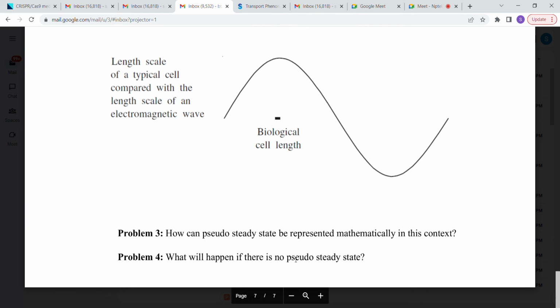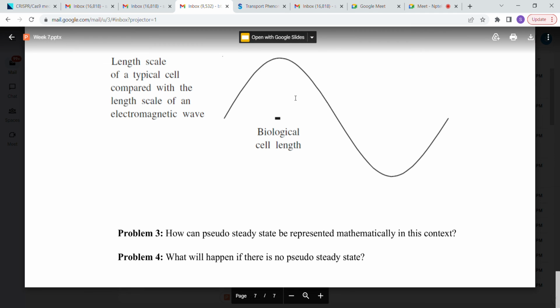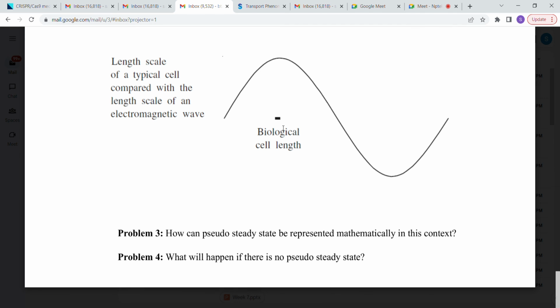So what will happen if there is no pseudo steady state? Let us say that there is a change, the rate of change of the amplitude of the wavelength is not zero. What will happen? Or if these two systems are not in pseudo steady state, what will happen? I'll give you a minute to think about it.